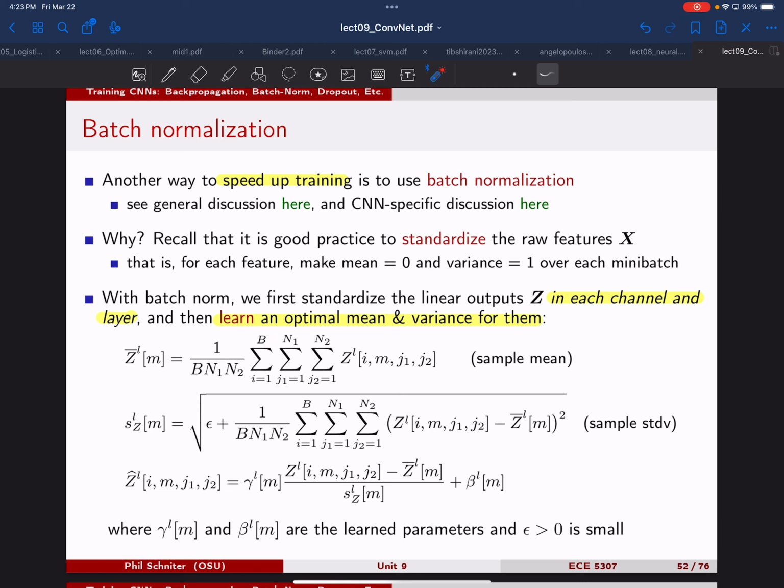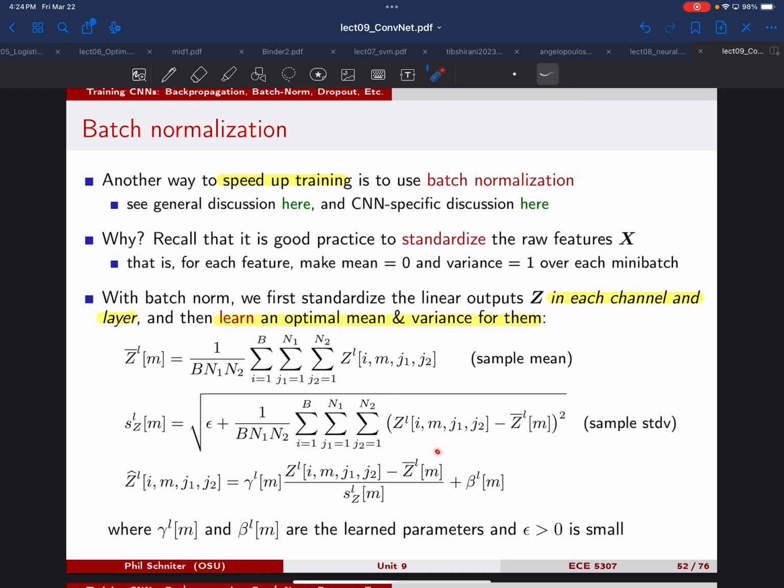So now we have something that is specific to the layer and the channel. So this is going to be our mean. Now that we have this mean, we can also compute a sample standard deviation. So we take our data, subtract the mean, square it, average it over the same things as before. We'll add a small epsilon that will prevent this thing from going too close to 0.